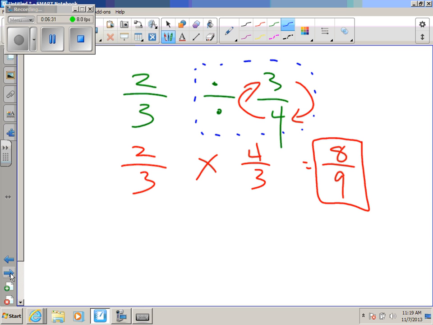You just flip what you're dividing by, or the second one. Okay? And then it's just a regular multiplication problem, just like you've been doing for the last few days. All right? You want to try one?